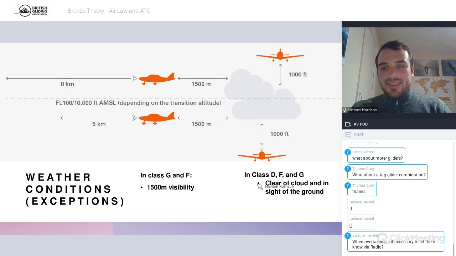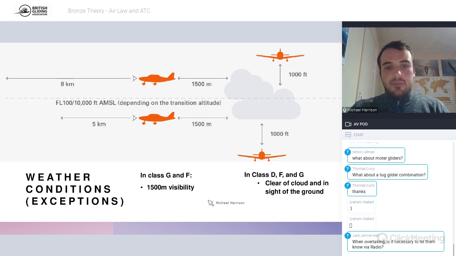If you're doing this in Class D airspace, you have to continue to have 5 kilometers visibility, and you also have to be flying slower than 140 knots for that to apply. Not that that is likely to be an issue for a glider.